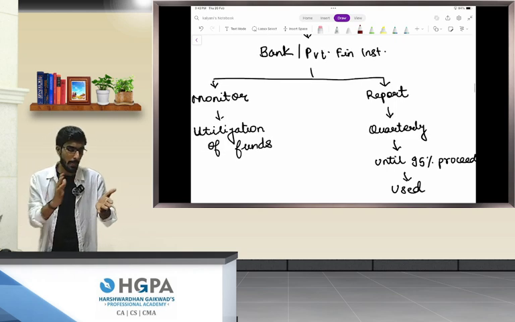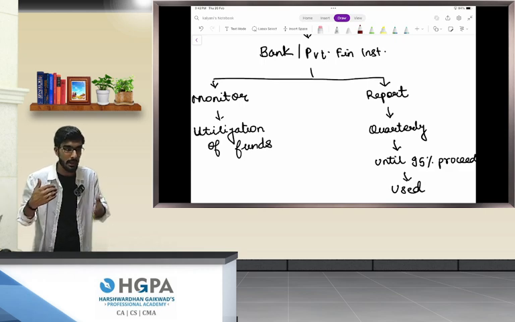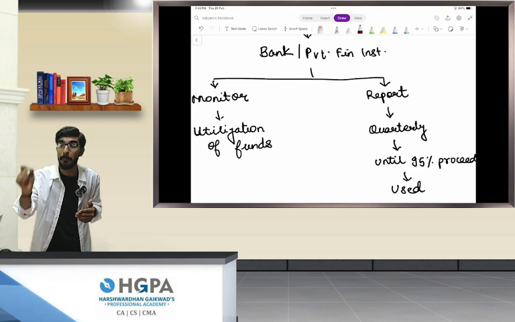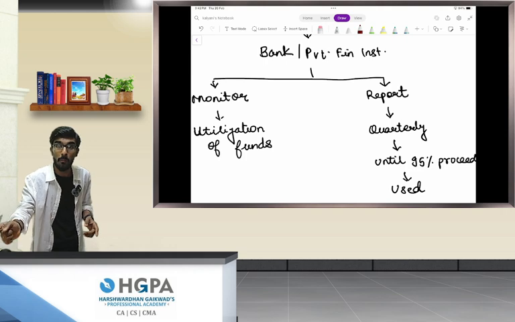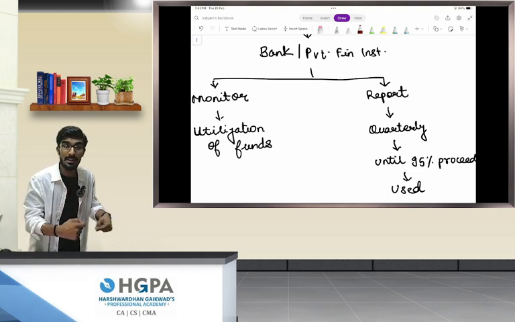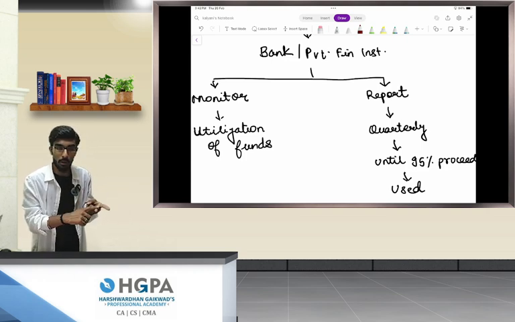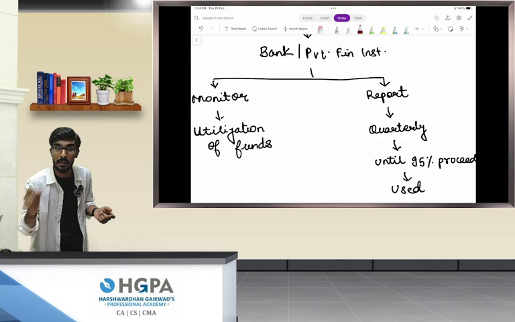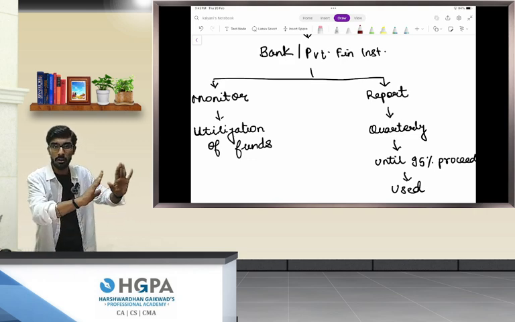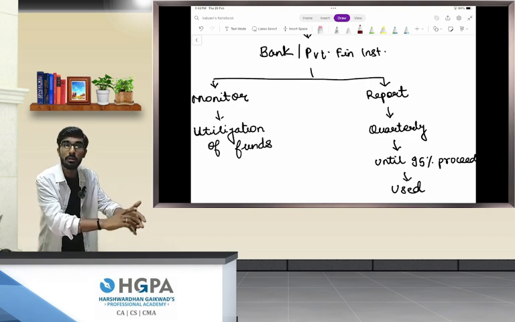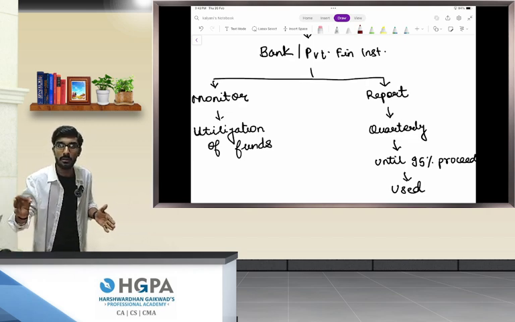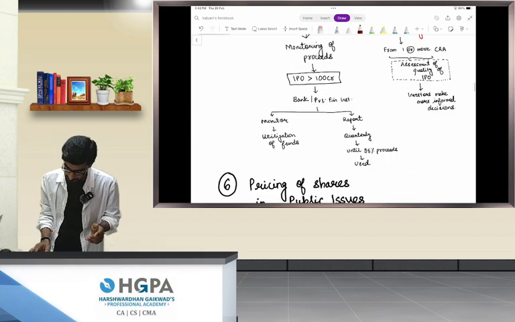Basically, if the IPO size exceeds 100 crores, Lenskart has to appoint a bank or a private financial institution, which will monitor how the IPO proceeds are being utilized, number 1. Number 2, they have to report to SEBI on a quarterly basis on how the proceeds are being utilized until 95% of the proceeds are used. For example, if I am raising 100 crores, until 95 crores are utilized, they will be reporting to SEBI on a quarterly basis. Clear?